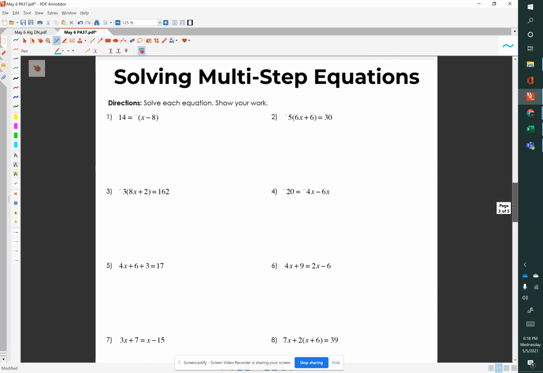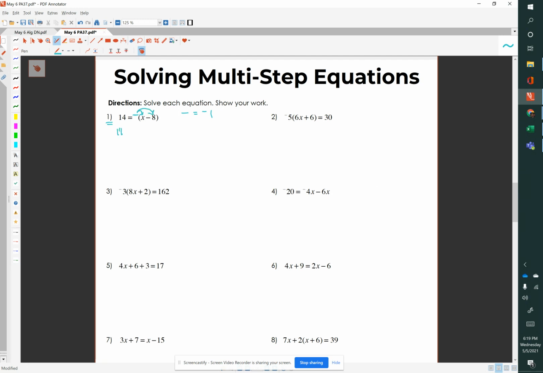So now we're going to solve some equations. We're working with multi-step equations. We've been doing at least two-step equations. So we want to be a little bit careful when we look at these negative signs. In number one, we have 14 equals negative x minus 8. We need to think of that negative as a negative 1, and we need to distribute that through to that quantity in parentheses.